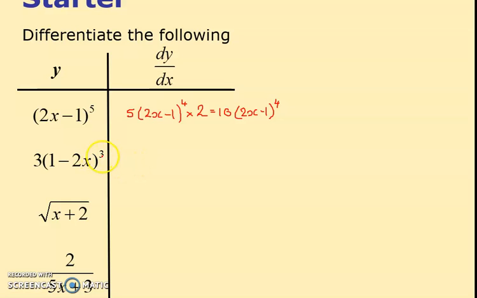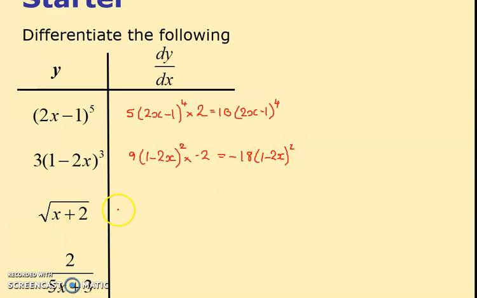So again, treat this as an x thing. So 3 comes to the front, times by 3 gives me 9 lots of (1 minus 2x) squared, lose a power, and then times by, and now it's minus 2 because of minus 2 there. So that gives me minus 18 lots of (1 minus 2x) squared.